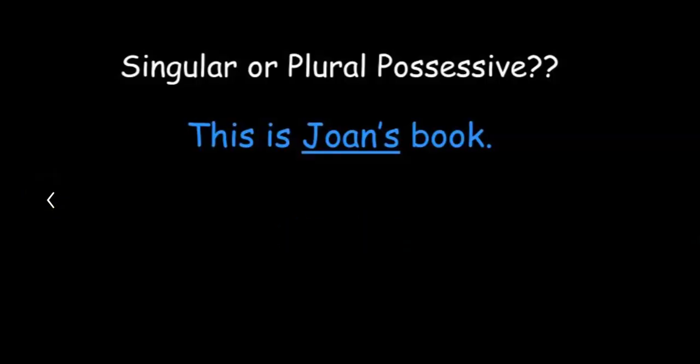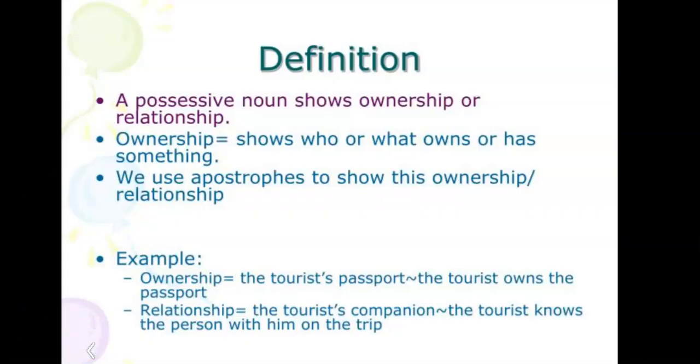So, let's continue. A possessive noun shows ownership or relationship. Ownership shows who or what owns something. Use the apostrophe to show this ownership and these relationships. Ownership: the tourist's passport. The tourist owns the passport. Relationship: the tourist's companion. The tourist knows the person with him on the trip.